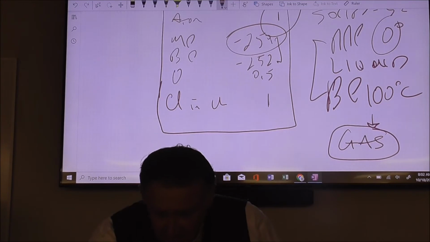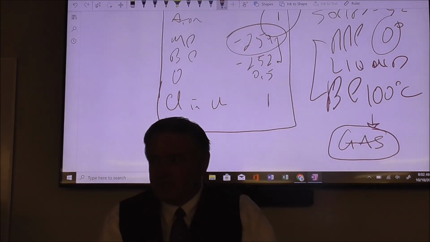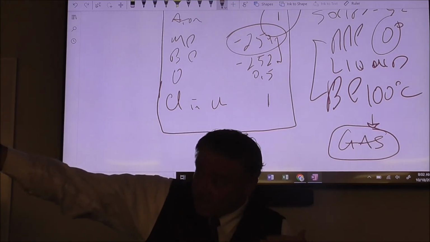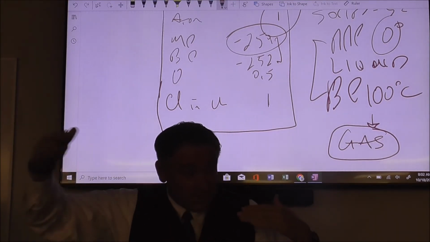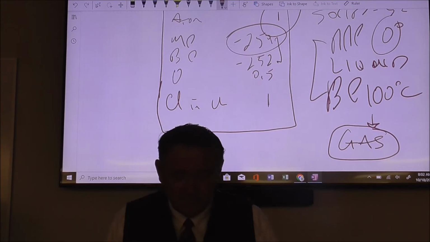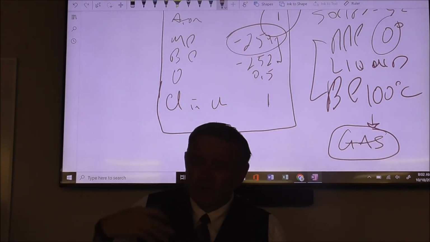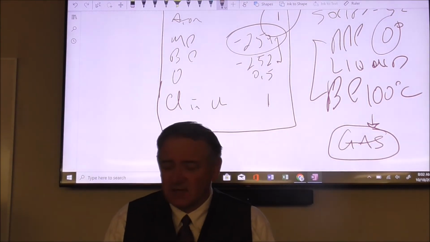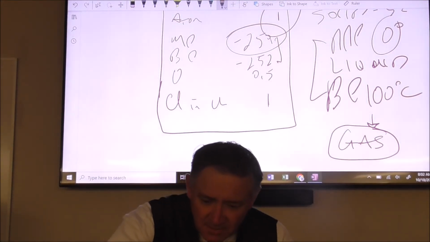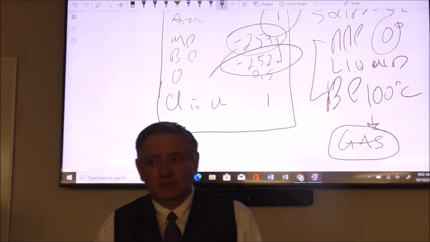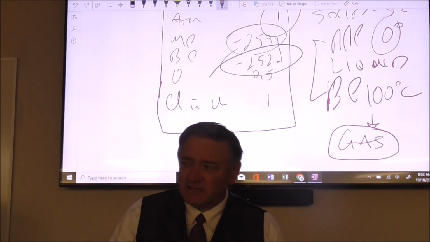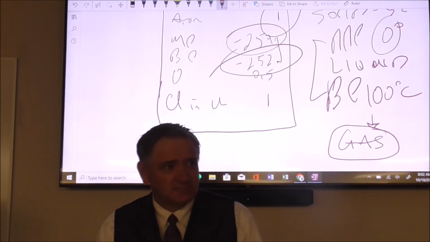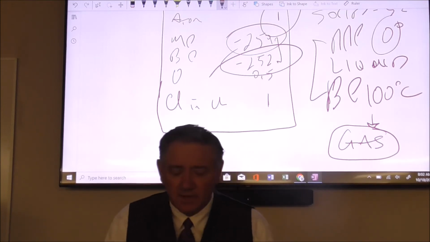It's only a liquid between negative 259 and negative 252. So that's only a 7-degree swing. Okay? Water has a 100-degree swing when it's a liquid. So this is a very small point. Now, room temperature right now is about 20 degrees Celsius. So since we're well above that boiling point, what phase is hydrogen in right now? It's a gas, right? Okay, it's a gas because we're well above that boiling point.